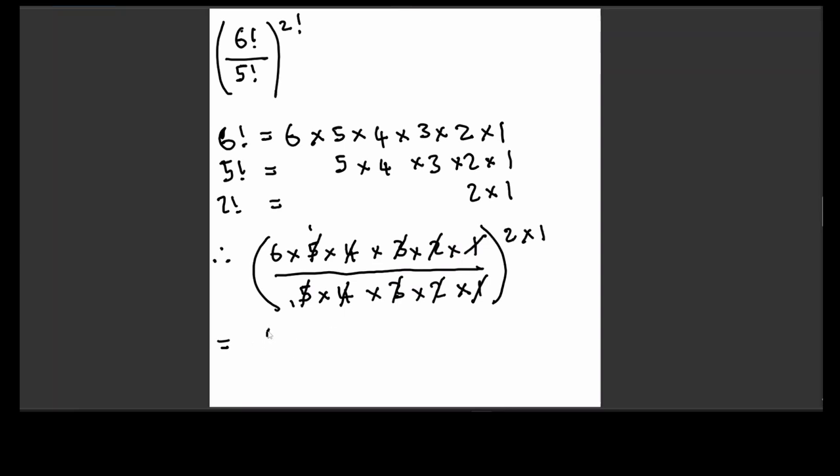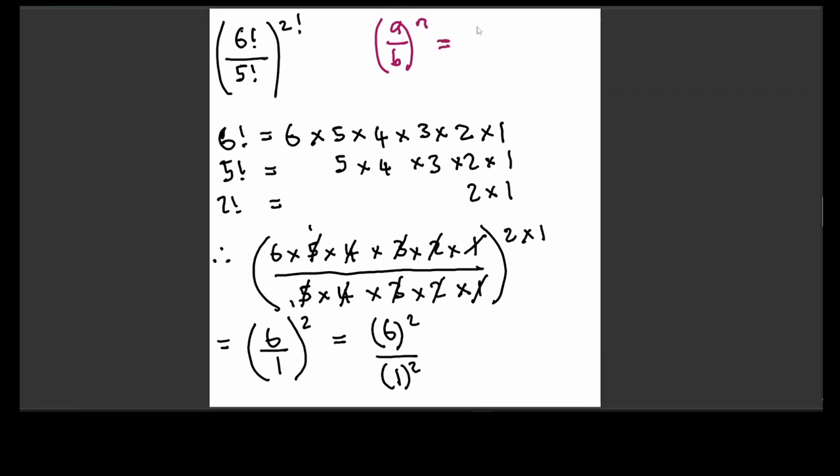Here we are left with 6 over 1 to the power 2 times 1, that is 2. This will be equal to 6 squared over 1 squared. Why did we say that? You should remember that (A over B) to the power n is equal to A to the power n over B to the power n.